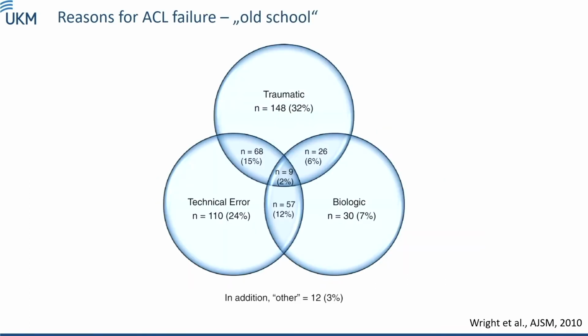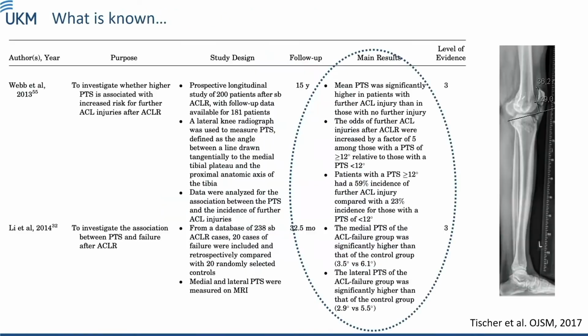When looking at reasons for ACL failure, we all know this graphic from the Moon cohort describing the traumatic, technical, and biological issues in ACL failure. However, this is kind of old school. When looking at this systematic review from Thomas Tischer, he described extensively the role of bony alignment in ligament surgery, and they found that a steep posterior tibial slope above 12 degrees is a major risk factor for ACL failure.